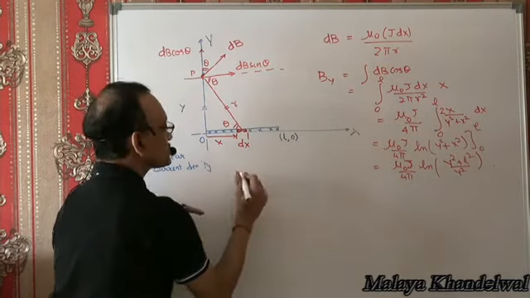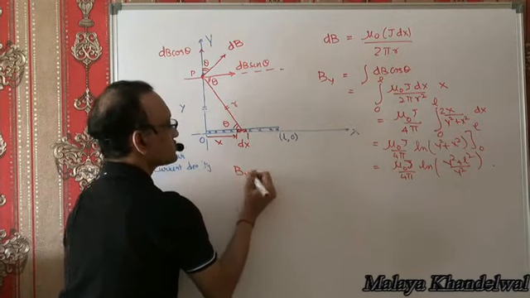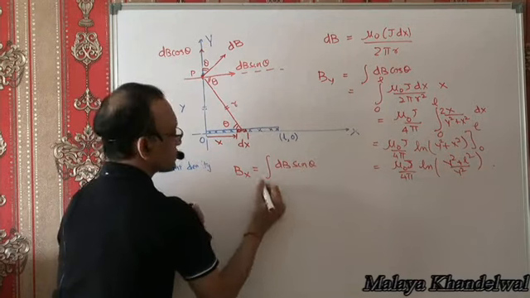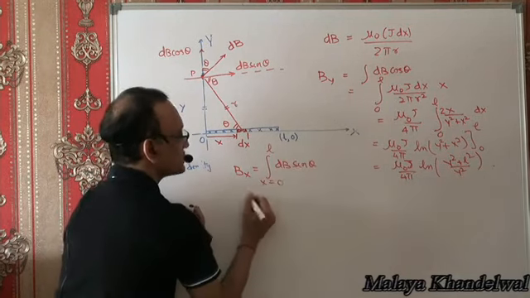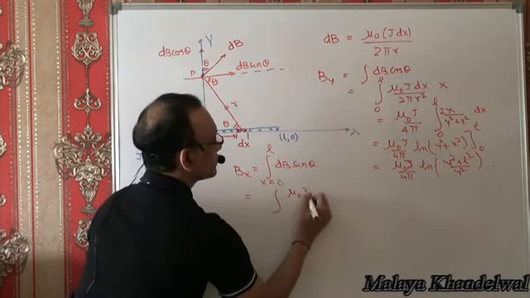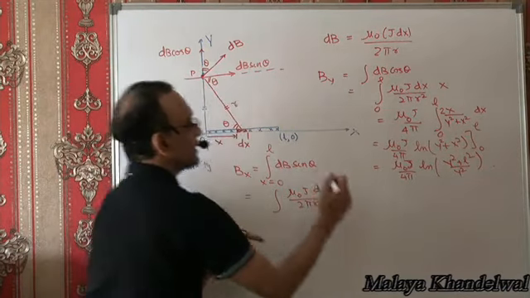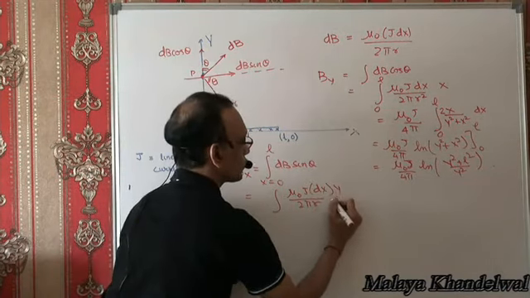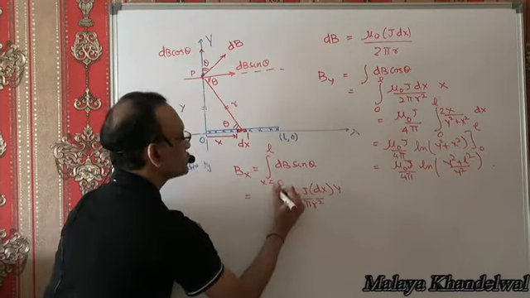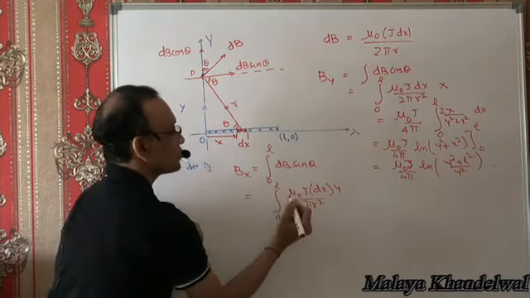What's the net field in the x direction? It's the sum of all the dB sin thetas, where x runs from 0 to L. Let's integrate this. I can write dB as μ₀ j dx by 2πr. Sin theta can be written as y by r, so this will become r squared, and x runs from 0 all the way to L.